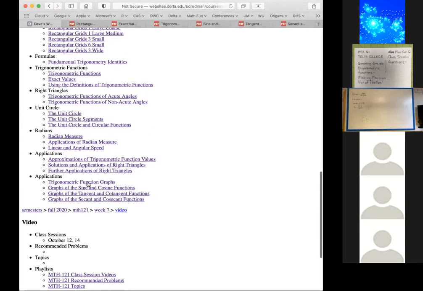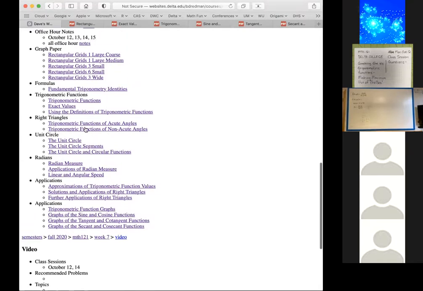Down here under applications, I have a handout that shows you all 6 graphs. And then I have 3 handouts that help you graph them by pairs. Sine and cosine graphs look very much alike. Tangent, cotangent graphs look very much alike, slight difference. Secant and cosecant, again, look very much alike, just slightly different. Also important is the exact values of the trigonometric functions. I'll show you all these handouts in a second.